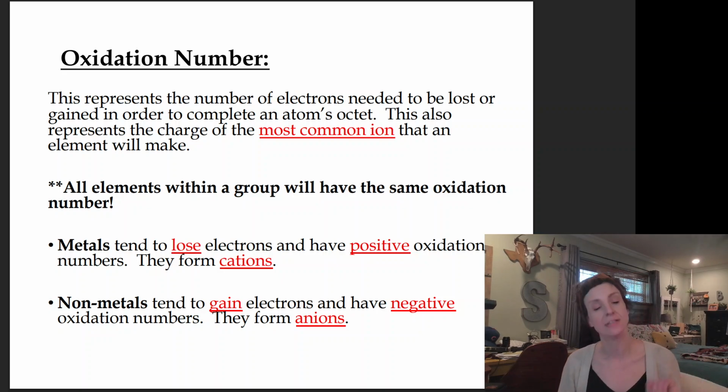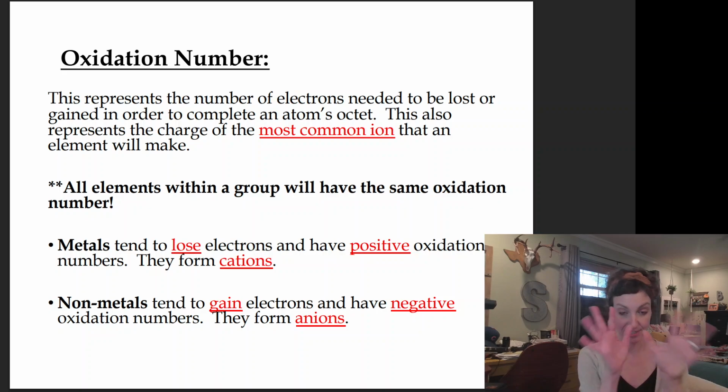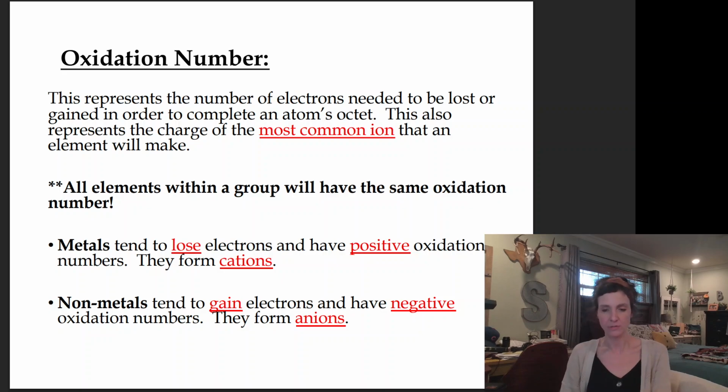Metals tend to lose electrons and have positive oxidation numbers. They tend to form cations. Oh my gosh, this section is so important. I hope y'all are hearing me. I feel like I want to repeat this 1,000 times, but I will not. If you want, you can stop the video, rewind, and let me repeat it 1,000 more times on your own time. But metals lose electrons and have positive oxidation numbers. They form cations. Non-metals tend to gain electrons and have negative oxidation numbers, and they form anions.